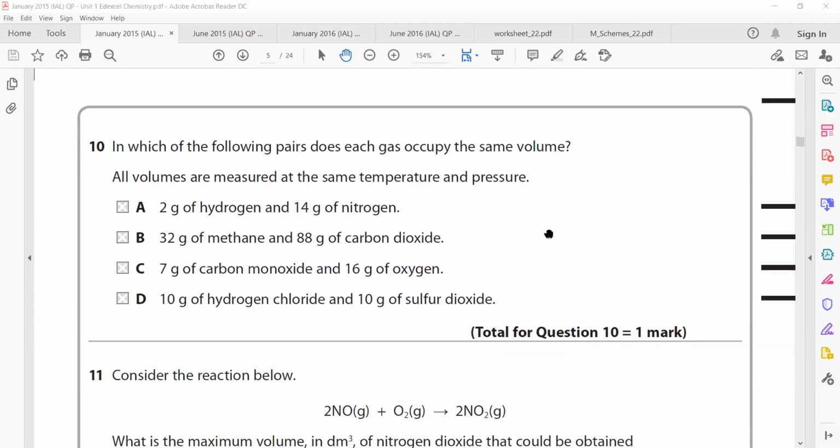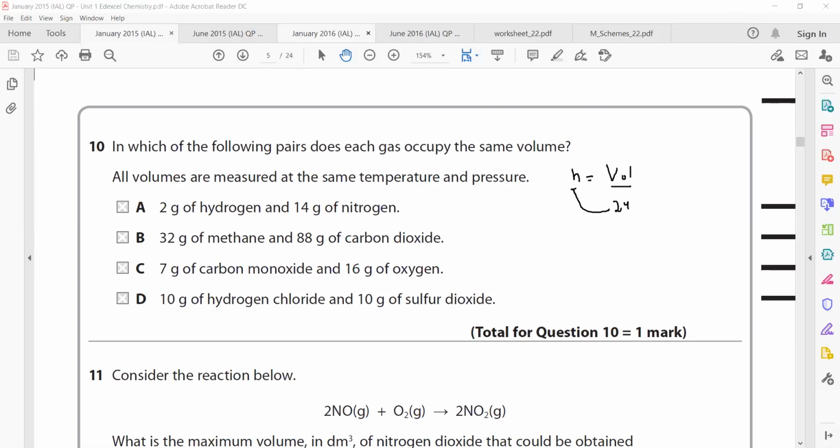In which of the following pairs does each gas occupy the same volume? Basically, when the moles are the same, and they mention all volumes are measured at the same temperature and pressure, so temperature and pressure will not affect it. We can find the moles: moles is equal to volume in dm cube divided by 24. But we don't have the volume, we have the mass of each gas. When moles multiply by 24, we get the volume. So if we get the same moles, it means they will have the same volume as well.